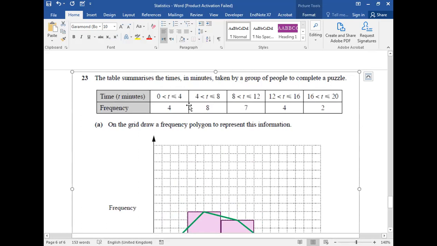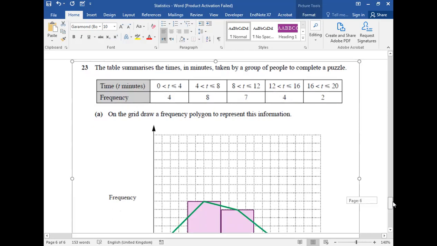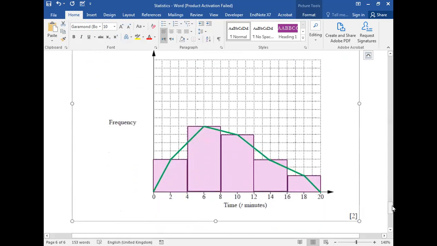2,4, I'll plot this point. 6,8 and 10,7, 14,4 and 18,2. Technically, these are all the points you have plotted, look carefully. And then you've joined them, and the starting and end points you have connected to 0. Is this clear? So this is a frequency polygon.